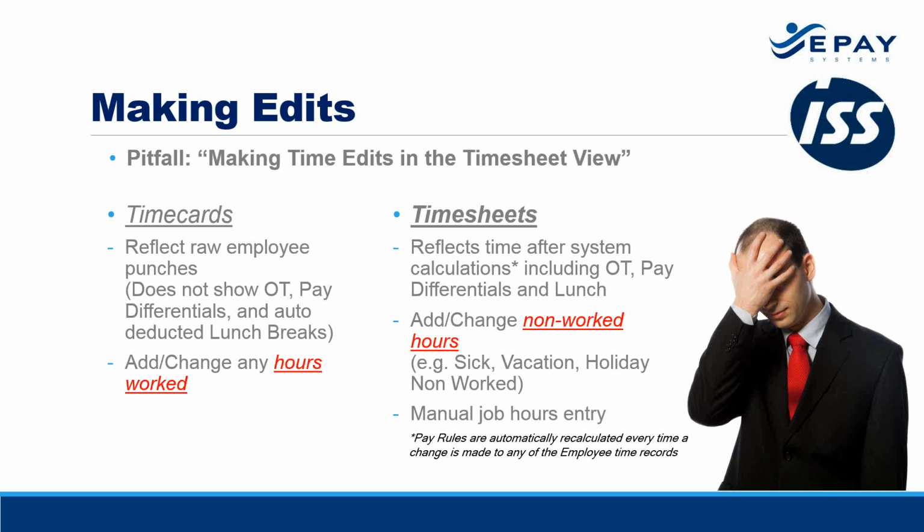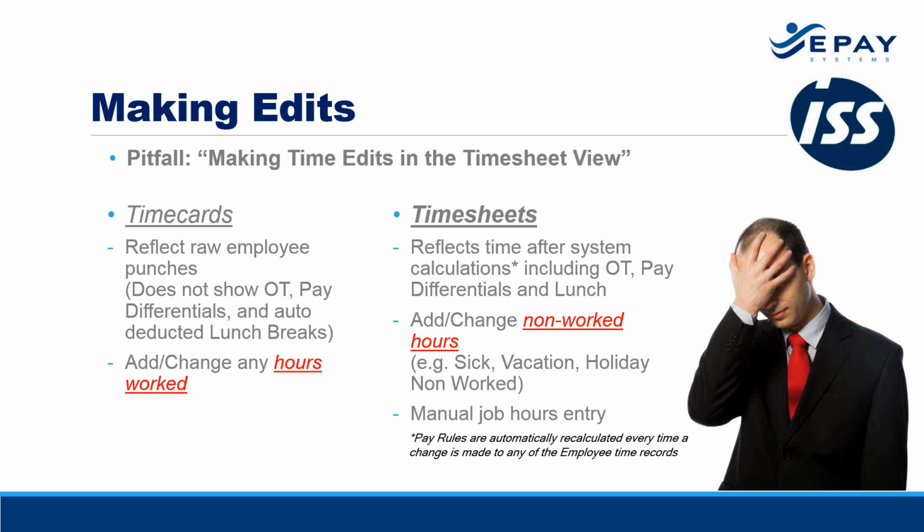That's because the time card screen always reflects the employee's raw punches. When they work, we require all of our employees to punch in and punch out. That time goes straight to the time card view. The time card view does not include any rules, overtime, shift or pay differentials, automatically deducted lunch, or union rules. It's truly the raw time.